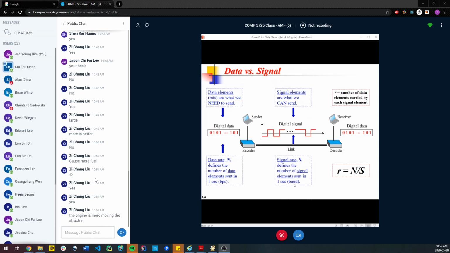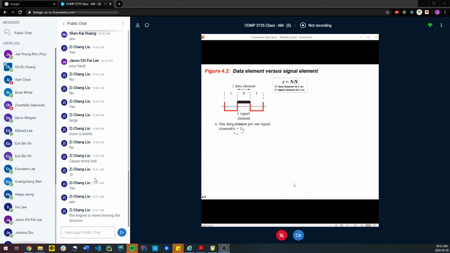But in general, that does not have to be the case, because in fact we want R to be large, which means more data elements per signal element. If we take a look at this, this is R equals 1. Why? Because there are two signal levels here, a negative signal level and a positive signal level. Very simply, this is what you saw in 2721.